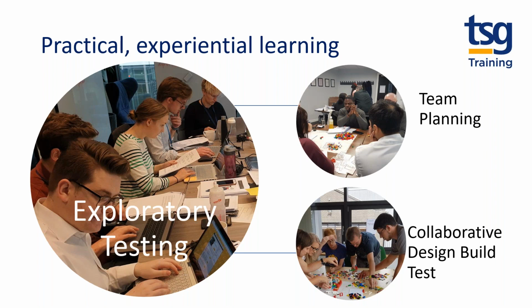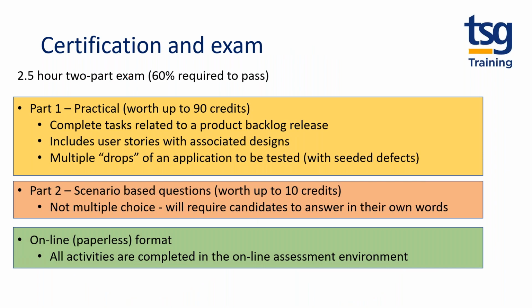So having done that for 2.5 days, then there's an exam, and the exam is 2.5 hours, and it's significantly biased towards practical. So to get the Practitioner in Agile Quality qualification, you need to achieve 60% of the 100 credits that are available to you, and 90% of that is going to be based on practical exercises. So what you're required to do inside the course is work as a team. We can't build that through to the qualification because it doesn't really work. People aren't that great on the idea of collectively failing. Collective passes are great.